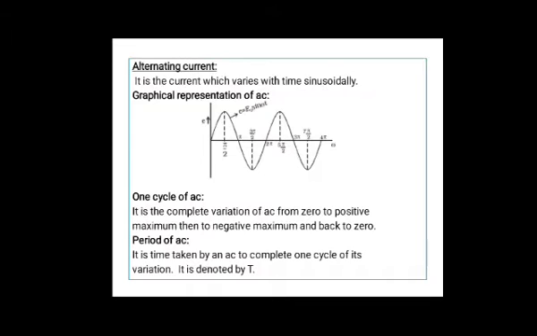Period of AC means it is the time taken by AC to complete one cycle of its variation. So time taken to complete one wave or one cycle is called time period and it is denoted by the letter capital T. Then related to this AC, let us learn some more words, that is frequency of AC. So what is frequency? It is the number of cycles of variations of AC completed in 1 second. It is denoted by the letter F.